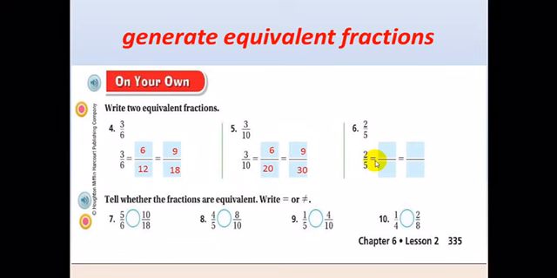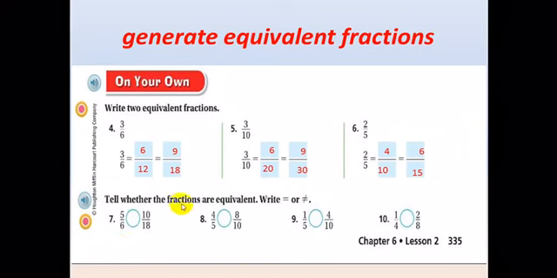2/5. 2/5, make a choice of any number to give me an equivalent fraction. I do 4 times 2 up and down. 2 times 2 is 4, and 5 times 2 is 10. Here, 6 over, I make times 3 up and down. 2 times 3 is 6, and 5 times 3 is 15.